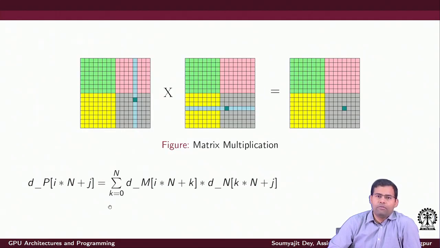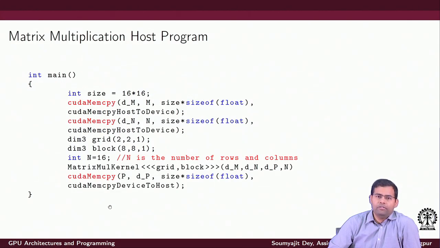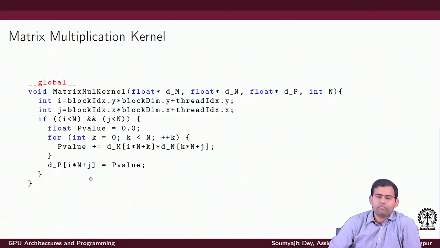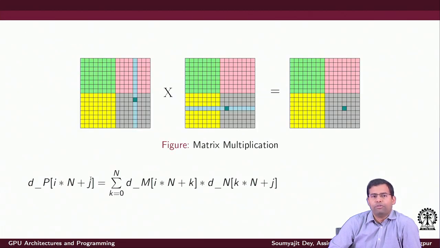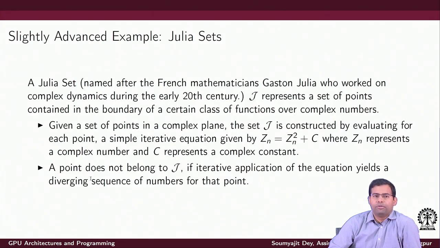When this kernel is completed, we would have the result available in the GPU memory, and from the GPU memory the data has to be copied back to the CPU memory by using this CUDA memcpy command. So that would be our way of doing the matrix multiplication computation.